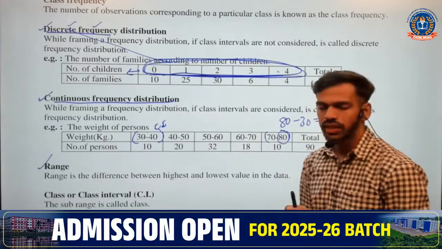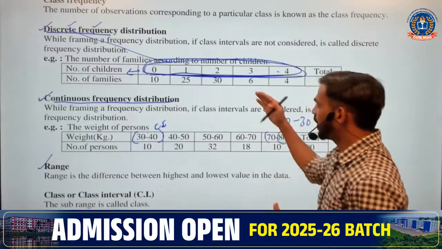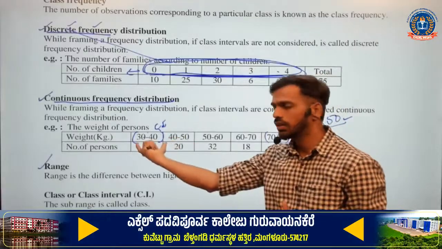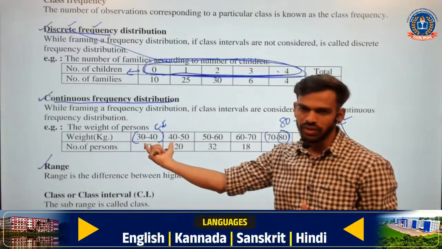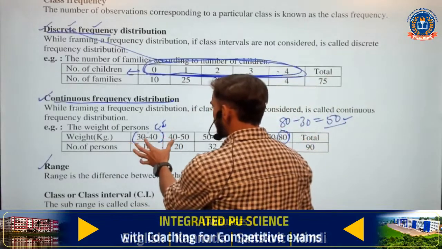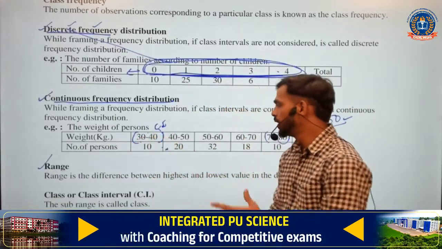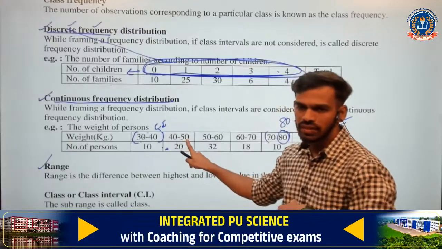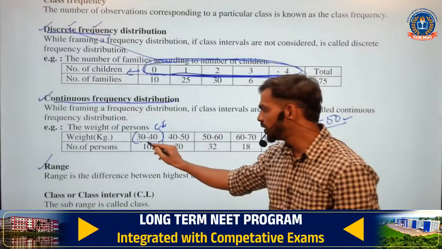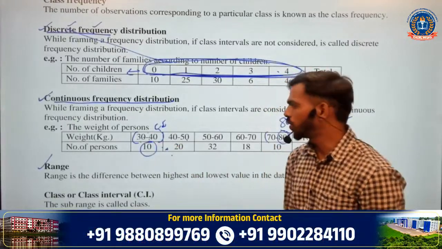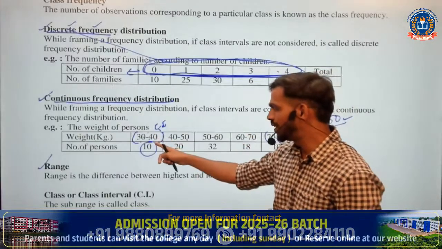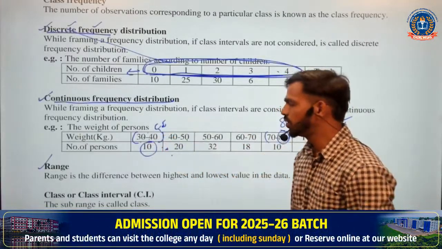To make it very simple, instead of taking discrete values, we can have class intervals. Class intervals are nothing but here 30 to 40 is one interval. Similarly, 40 to 50 is another interval. Between that interval, what is the frequency? 32. Again, I'll show another example. How do we get this kind of frequency distribution?